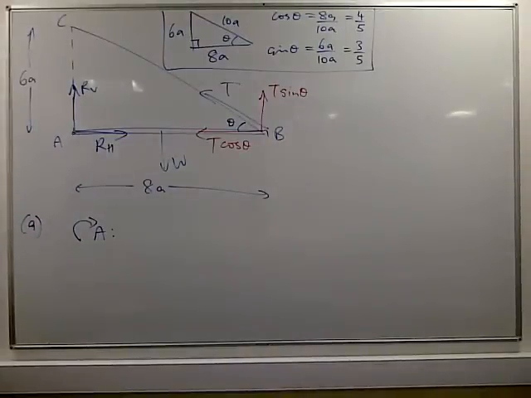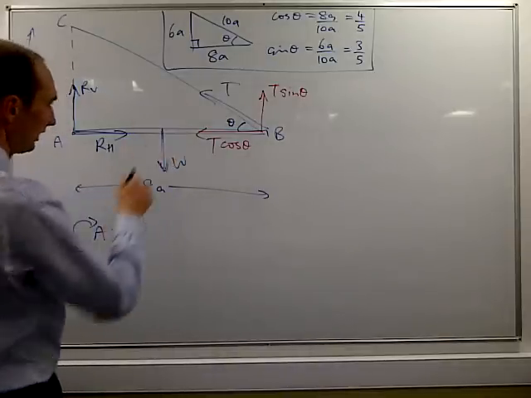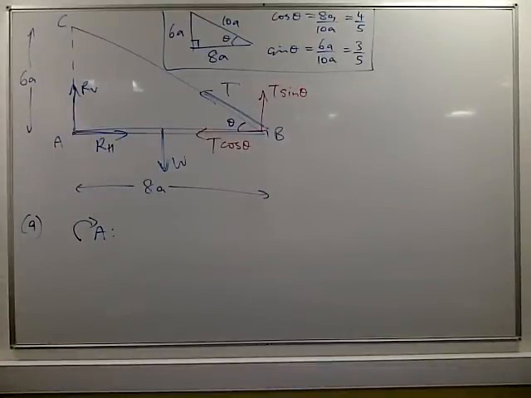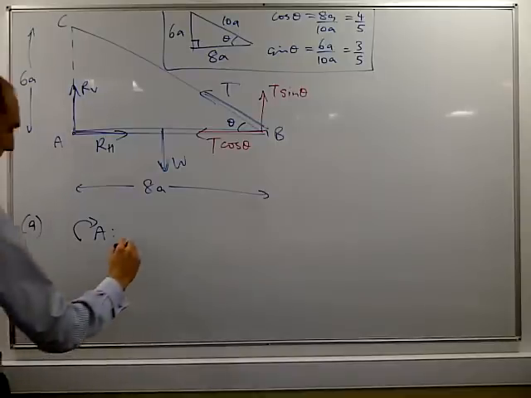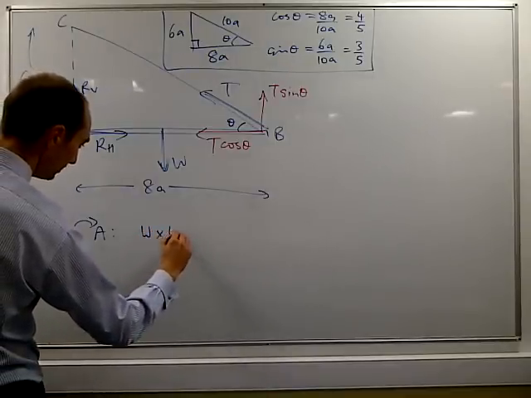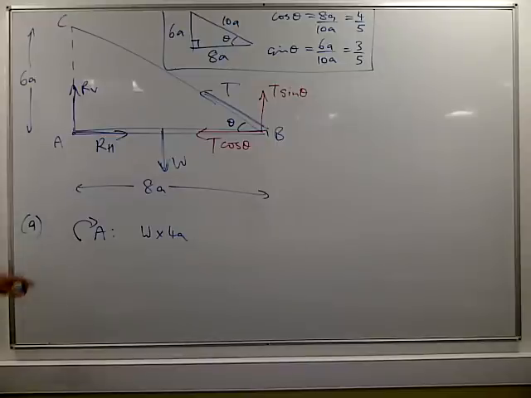Now then, taking moments about part A. All my forces are fairly clear, so I'm not going to miss any out. RV, distance 0, no moment. RH, distance 0, no moment. Force W, distance 4a, so moment, force times distance, and it's positive because it's a clockwise moment.